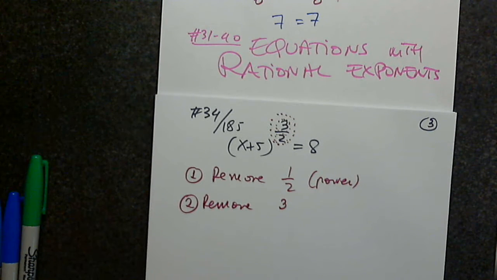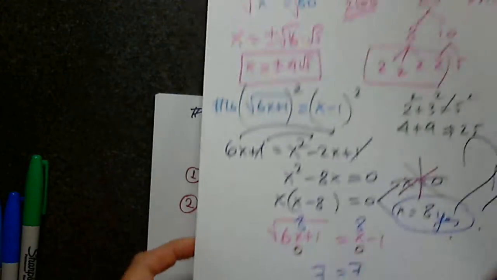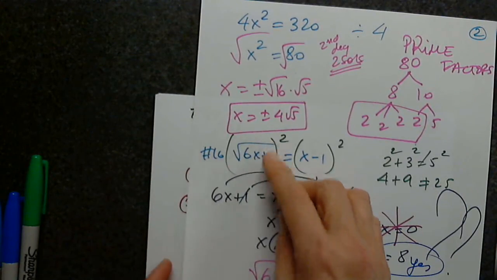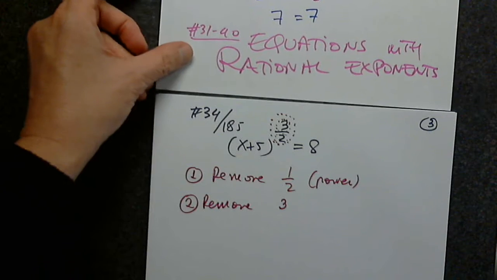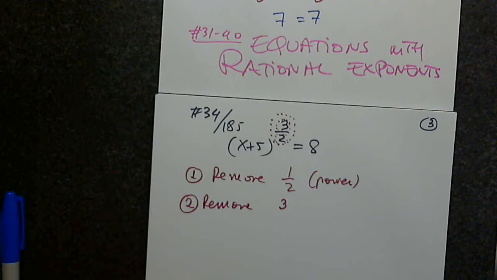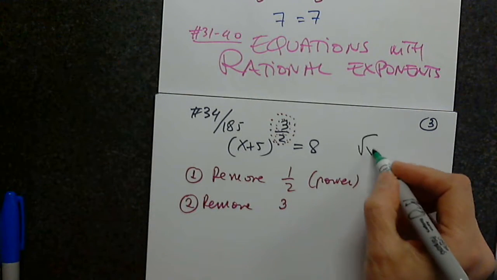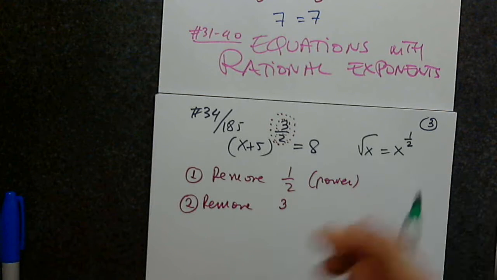So like before, this is very similar to this, right? Removing the square root or removing the power 1/2 is the same thing. So let me refresh our memory. The square root of x is the same as x to the 1/2.